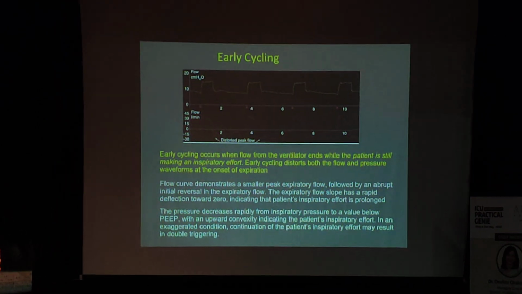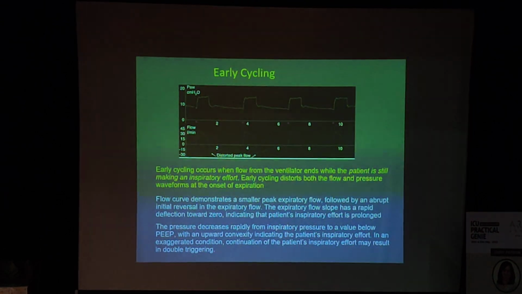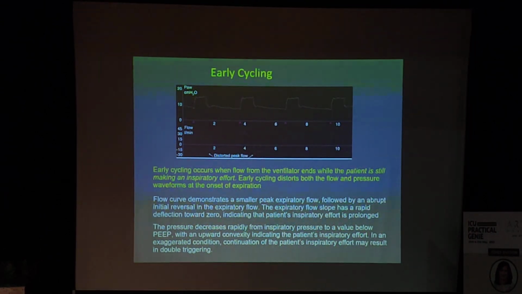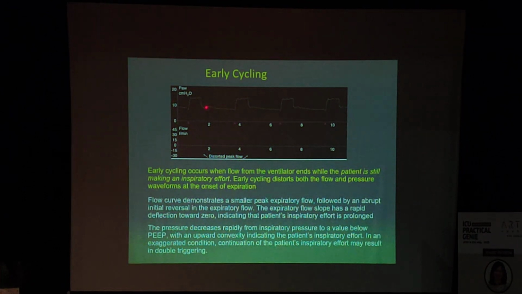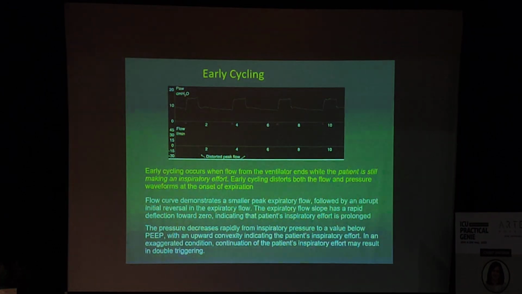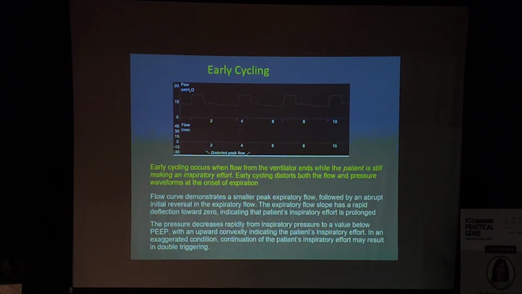and the expiratory flow slope has a rapid deflection towards zero, indicating the patient's inspiratory effort is prolonged. Whereas in the pressure, it decreases rapidly from inspiratory pressure to a value below the PEEP. So this one comes below the PEEP with an upward convexity, indicating the patient's inspiratory efforts.